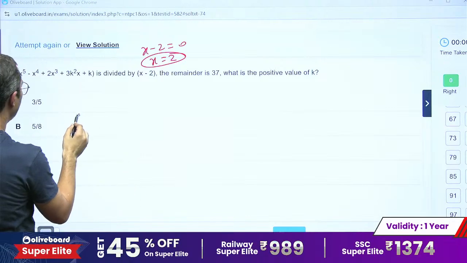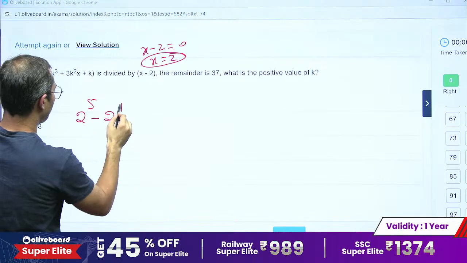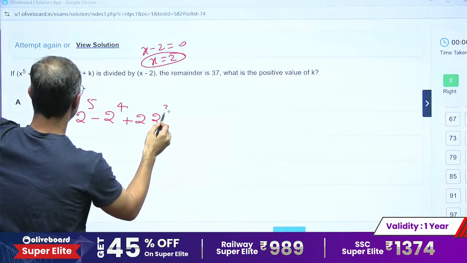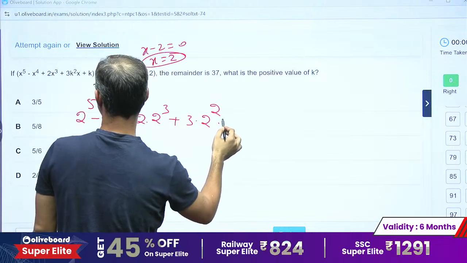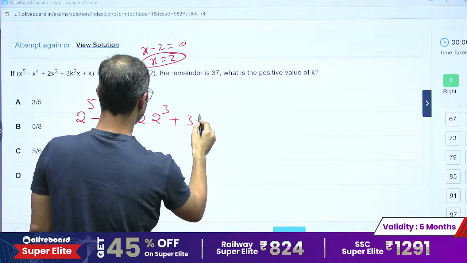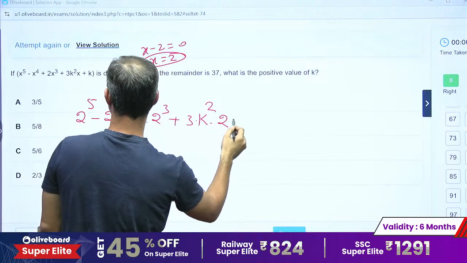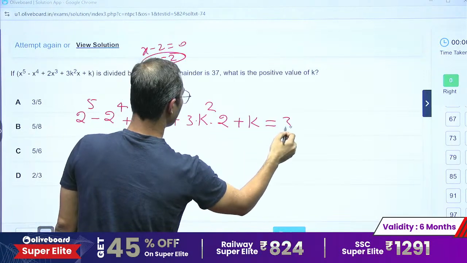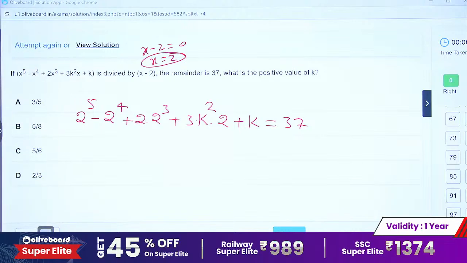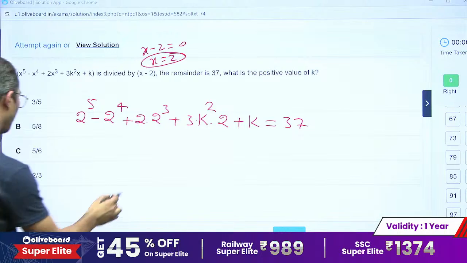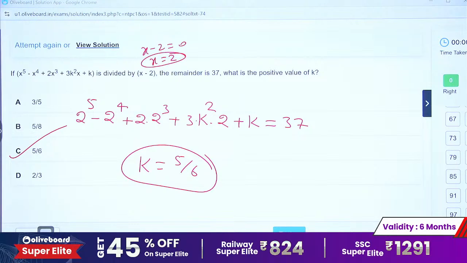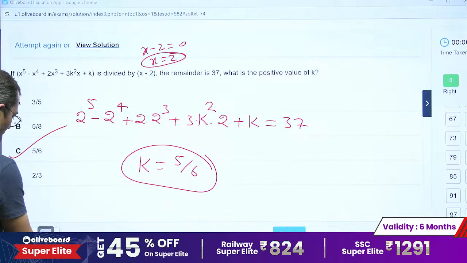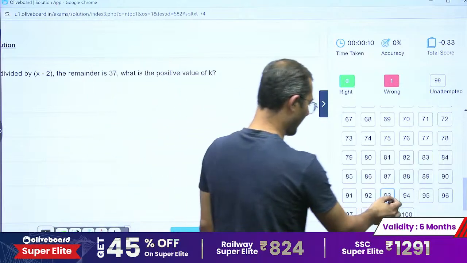So we can say that 2 to the power 5 minus 2 to the power 4 plus 2 to the power 3 plus 3 into 2 to the power 2 into 3 into k square into 2 plus k is equal to how much? 37, right? We must get the value of 37, right? So after doing this, we will get the value for k is equal to 5 by 6. After solving this, we will get this, right? So C part is the right answer. So moving to next question and last question of today.